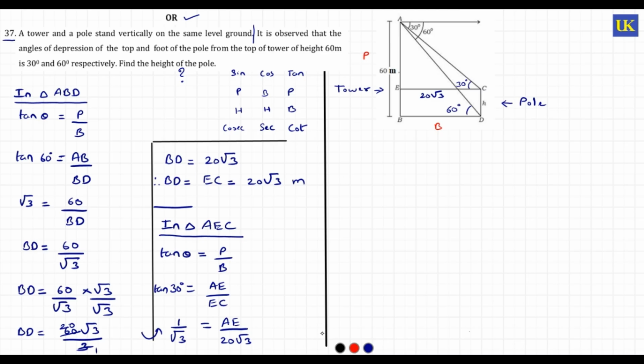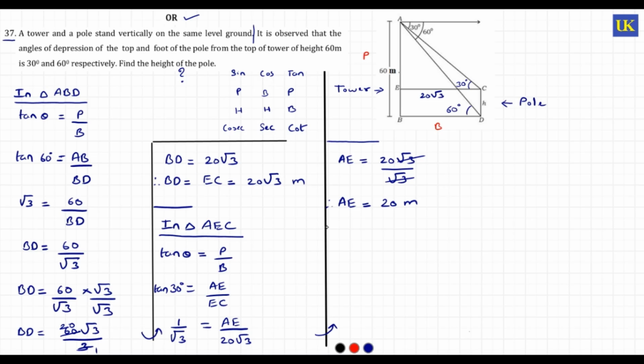Now we'll cross multiply. So AE is equal to 20 root 3 into 1 divided by root 3. So root 3 and root 3 will cancel. How much will remain for AE? We will remain with 20 meter. So this is the measurement of AE. So we got AE now.